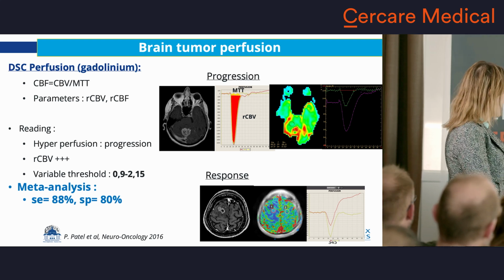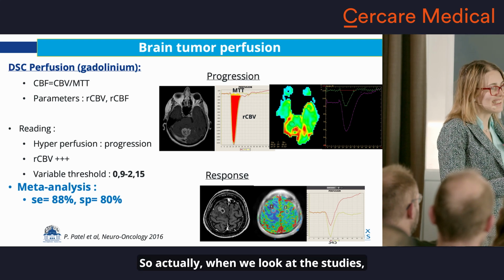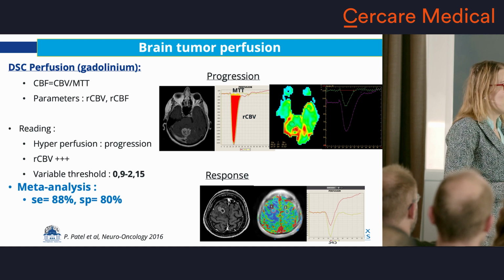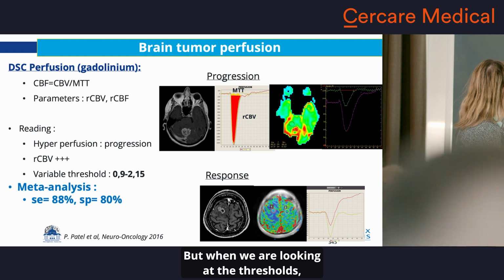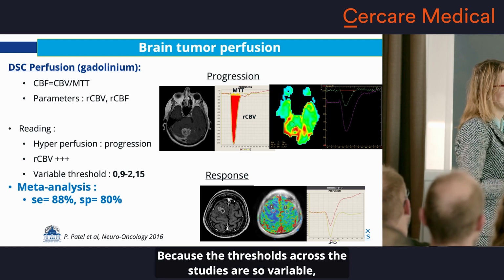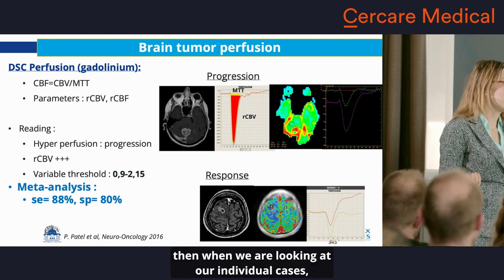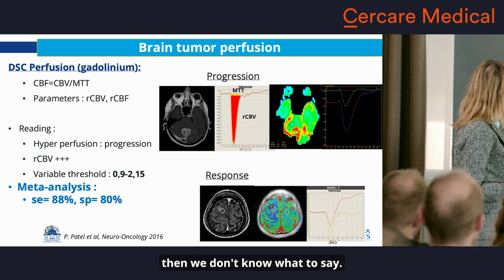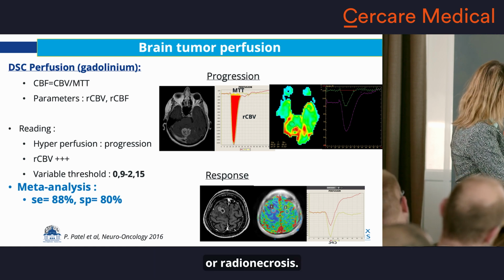Great, thank you. So actually, when we look at the studies, the results are not perfect, but they're not that bad. But when we are looking at the thresholds, then there is a real problem, because the thresholds across the studies are so variable. Then when we are looking at our individual cases, we don't know what to say. We don't know if it's eventually progression or radionecrosis.